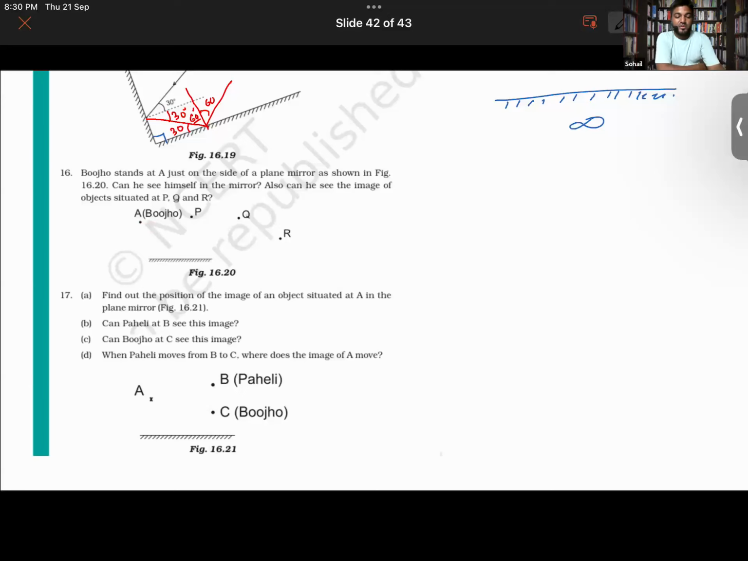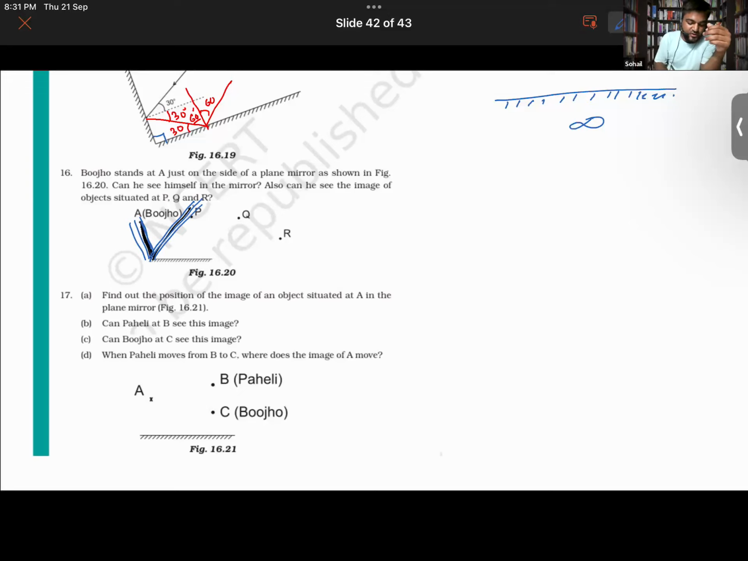What about Q? Can the image of Q be seen? No, the image of Q can't be seen here. It's the line of the rays falling from Buju to the mirror, not directly to the mirror. Buju cannot see his image because the reflected ray won't reach his eyes. The light rays come from his body, but they are reflected in this direction. So Buju can't see his image.